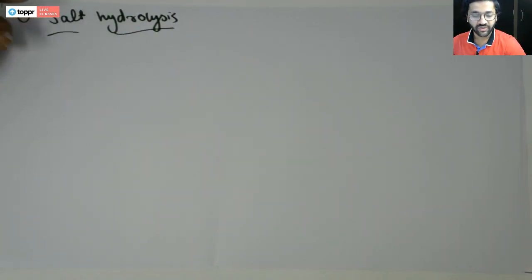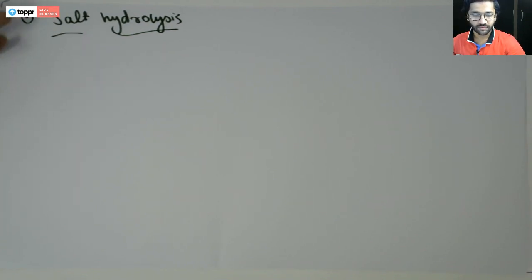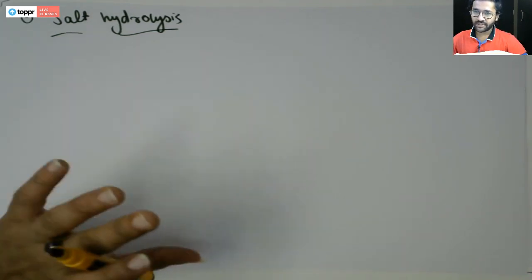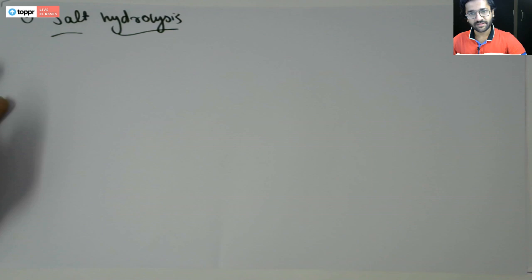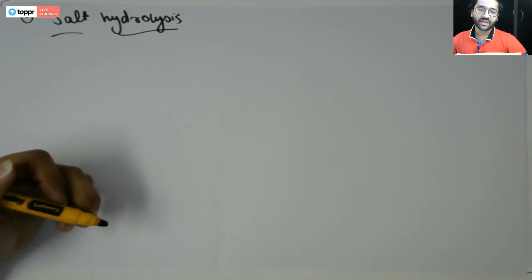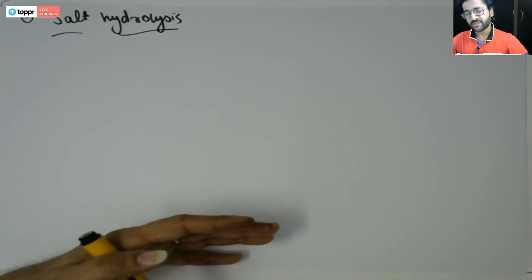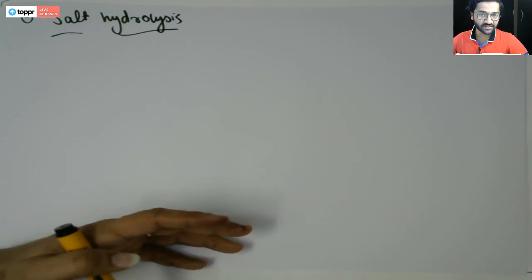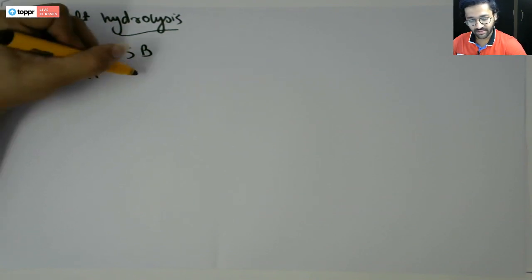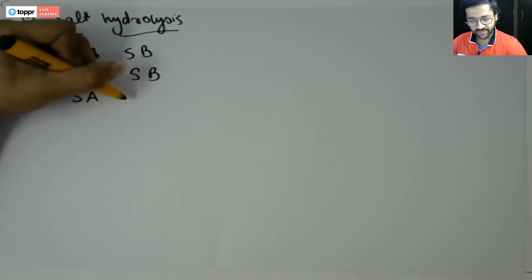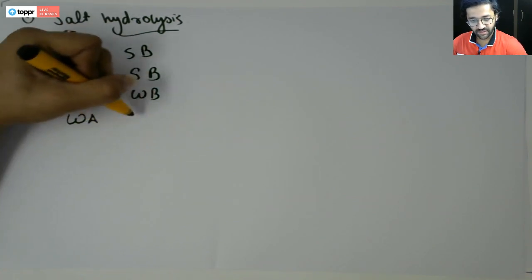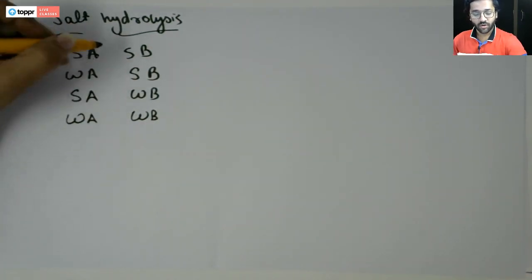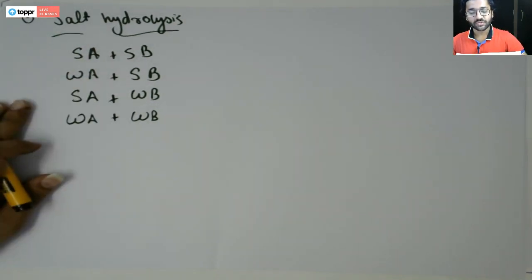What we have is weak acids, weak bases, strong acids, strong bases. So the salts can be formed by any mixture of two. We can have strong acid and strong base react to form salts, we can have weak acids reacting with weak base to form salts. We can have weak acids reacting with strong bases to form salts, as well as strong acids reacting with weak bases to form salts. So we have strong acid with strong base, weak acid with strong base, strong acid with weak base, and a weak acid with a weak base. All these can react with each other to form salts.